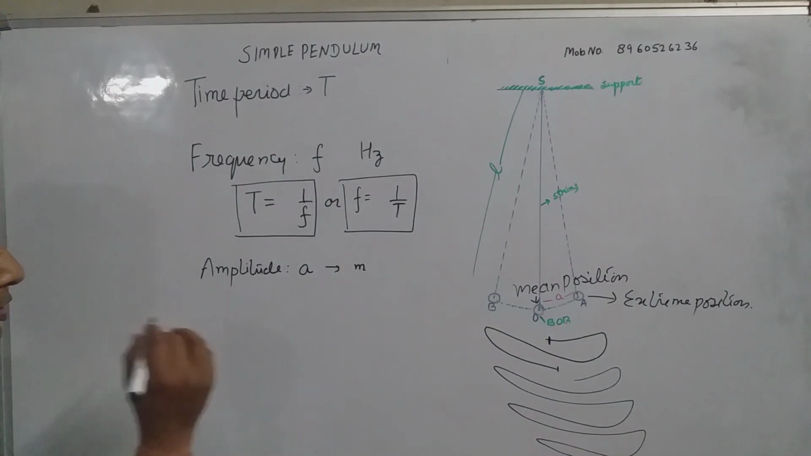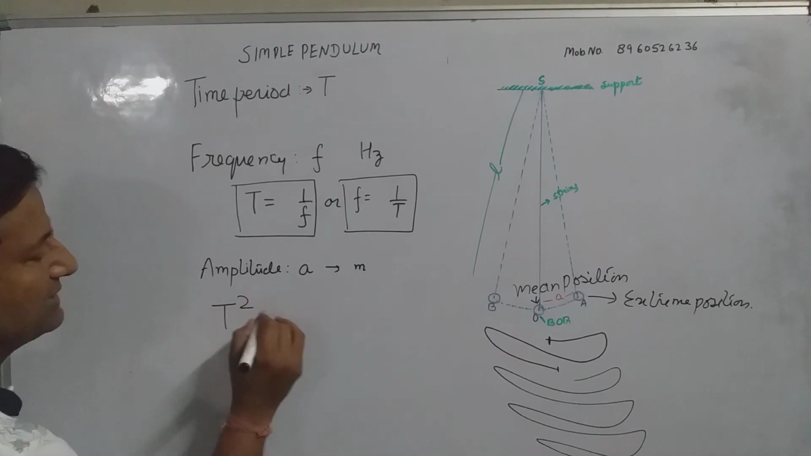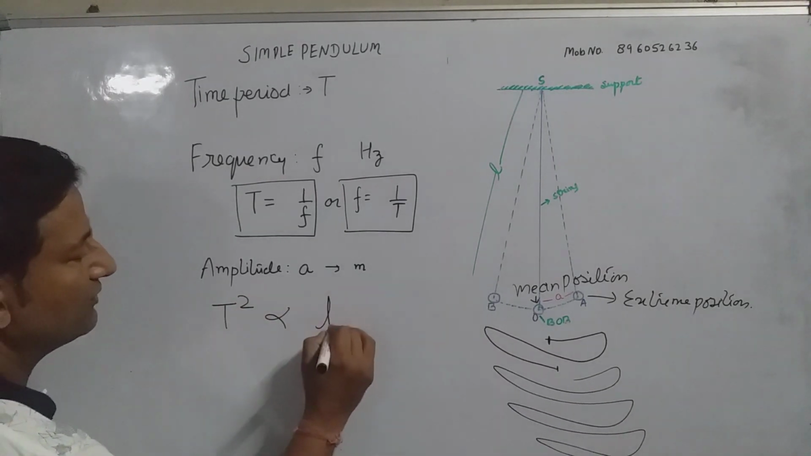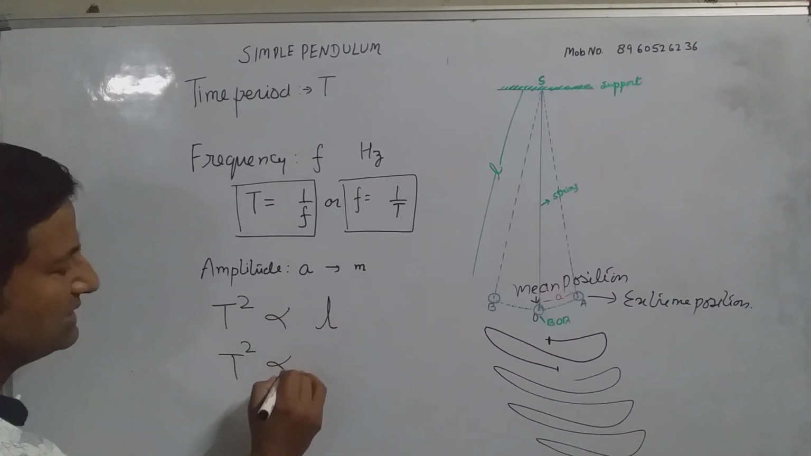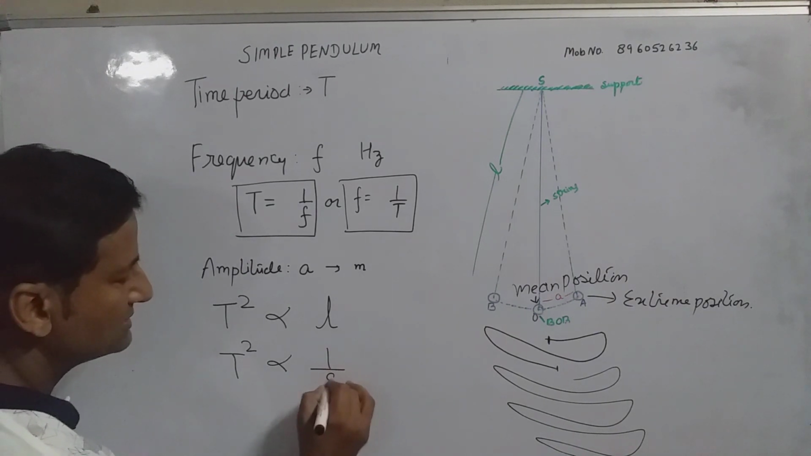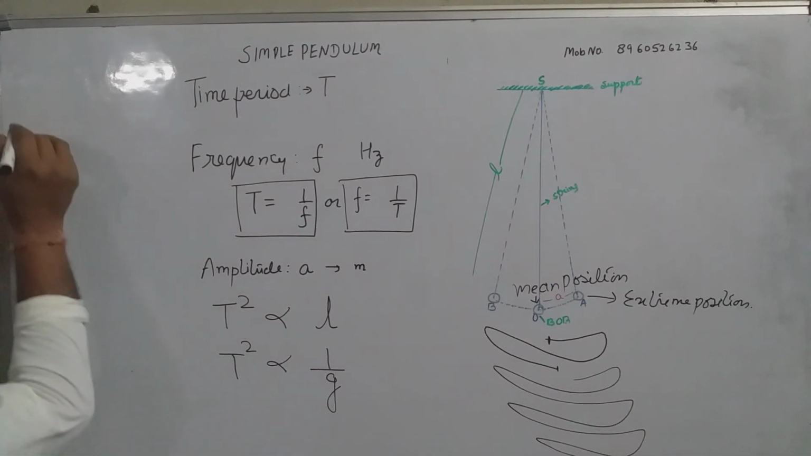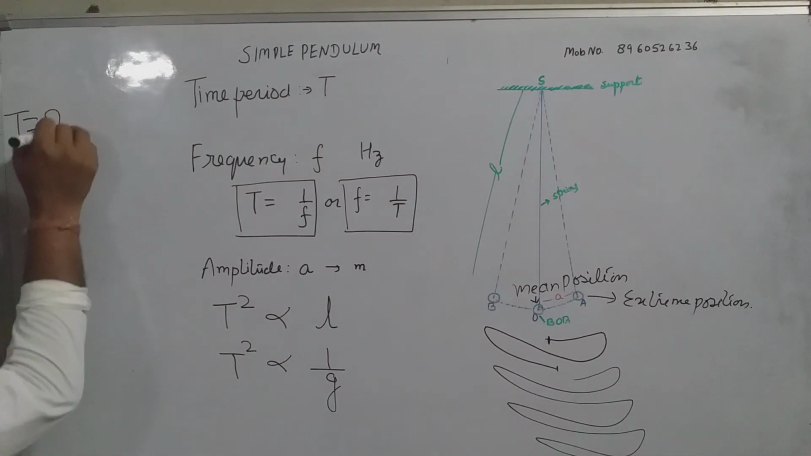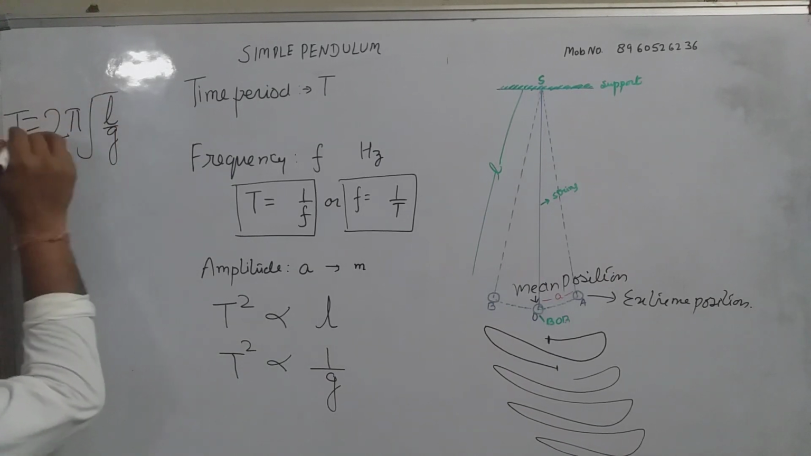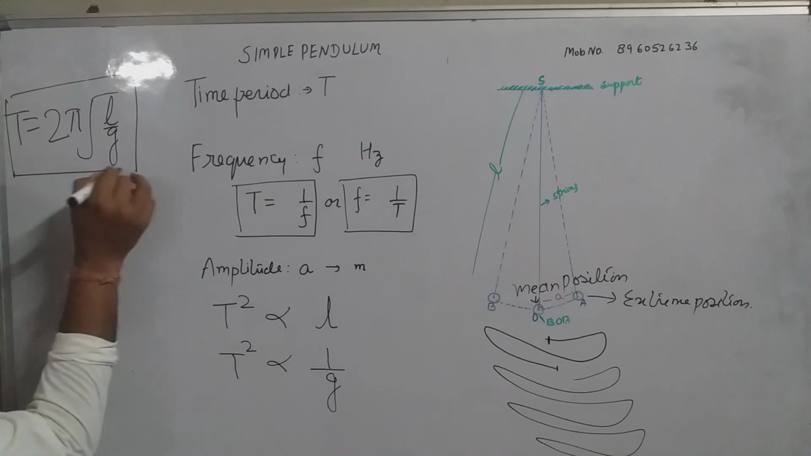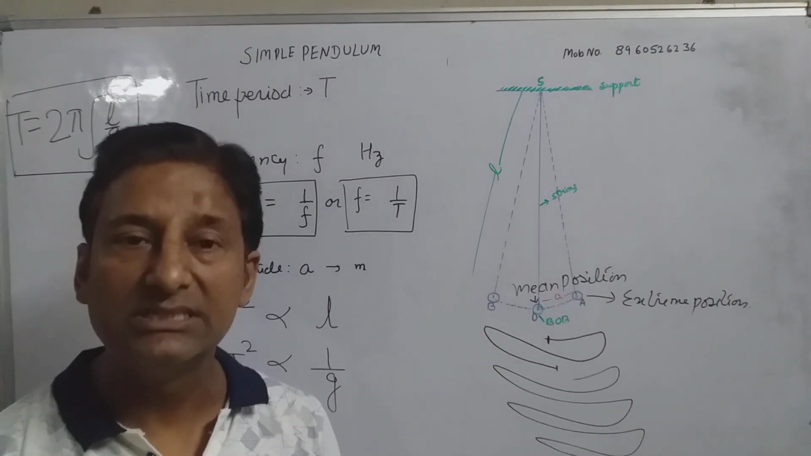Now we discuss on what factors the time period depends. The square of the time period is directly proportional to the length of the pendulum, right? The square of the time period is inversely proportional to the acceleration due to gravity. So we form a formula that is T equals 2 pi under root L upon g. This is the basic formula for finding the time period, right? So these are the terms of the simple pendulum.